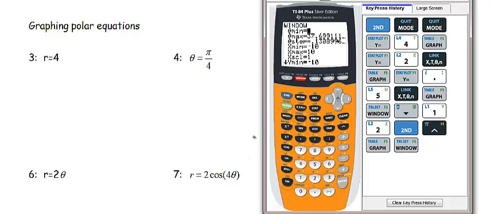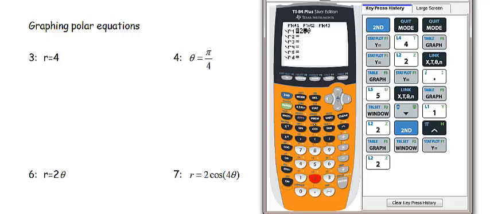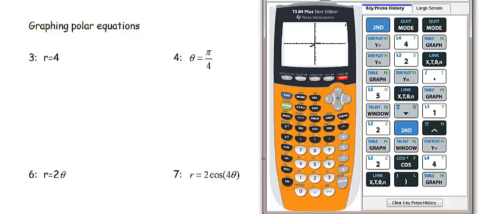So back to the question at hand, number 7 here. Go to y equals, and we're going to do 2 cosine of 4 theta. Now, it depends on what the shape is. It might keep going. It might really end up messing up the screen if we go past 2 pi. And we left this at 12 pi. So let's just graph and see what happens.